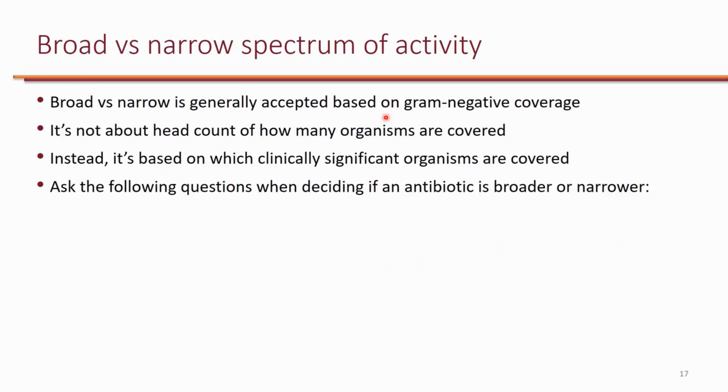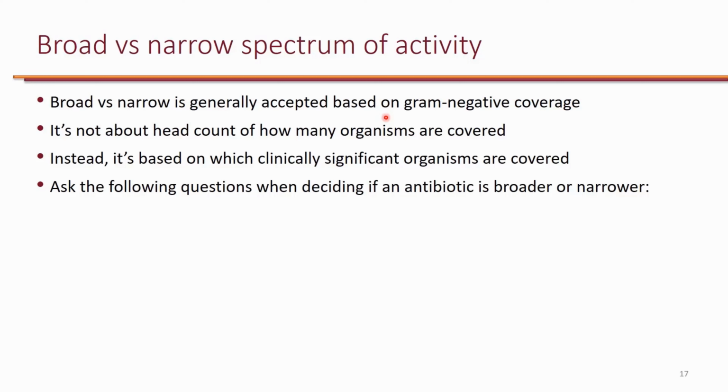Which brings us to the concept of broad versus narrow spectrum of activity. Generally speaking, broader antibiotics are more likely to cause selective pressure because they can wipe out more clinically significant organisms, leaving behind the resistant organisms. Now, when it comes to broad versus narrow, the generally accepted definition is based on gram-negative coverage. It's not so much about a head count, about how many organisms an antibiotic covers. It's more about which organisms it covers. So it's about clinically significant organisms.